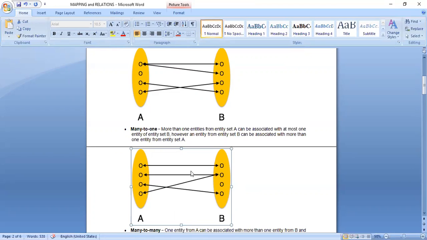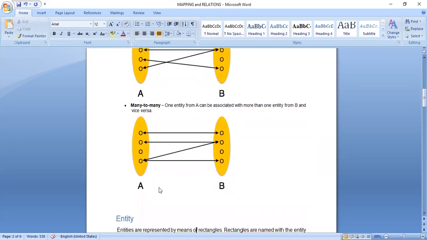That means in entity set A, if only one is associated with one of the other, we say it is one to one. If one is associated with many, we say it is one to many. And if many are associated with only one, then we say it is many to one.